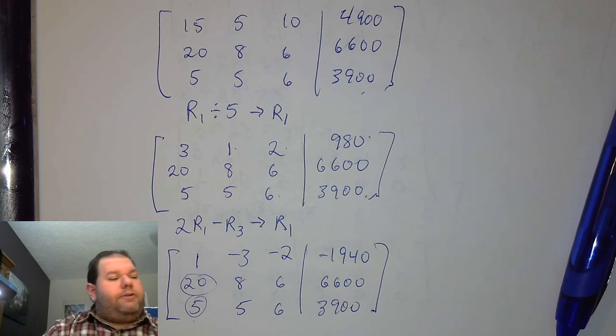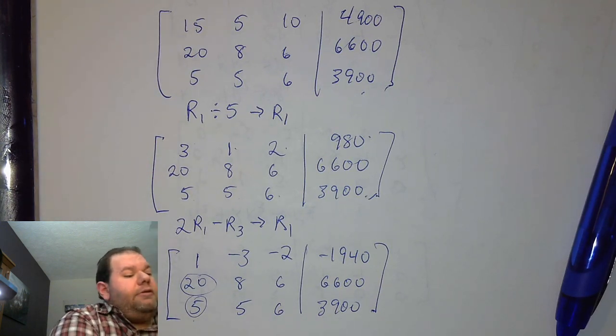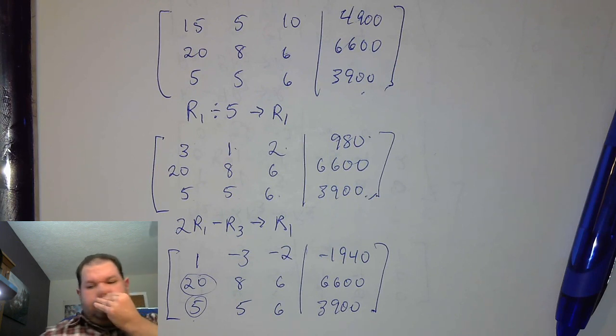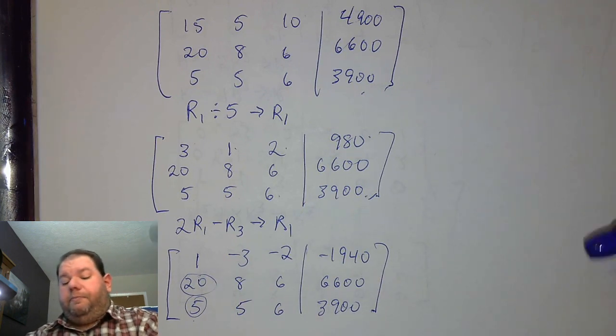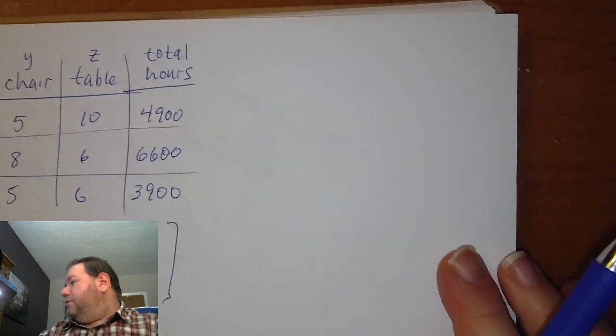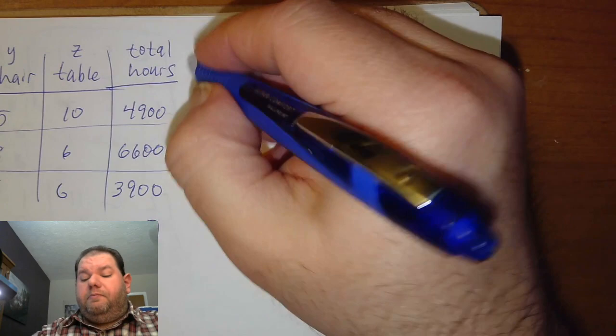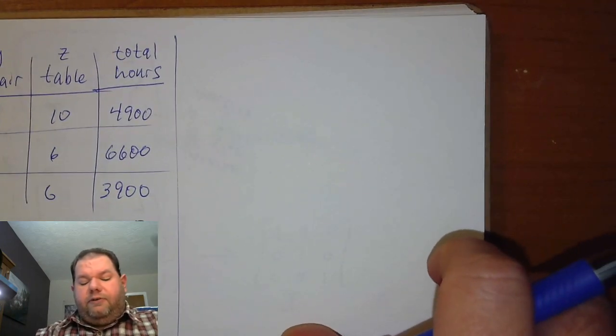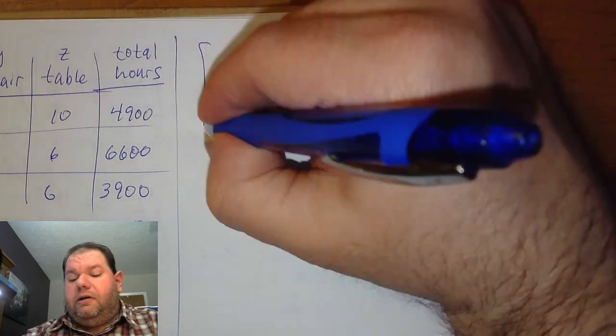Let me get my book out of the way here. There we go. I'll leave that as a bookmark. Alright, so I'm going to come up here, and I'll just go ahead and rewrite that matrix just so we have it up here.